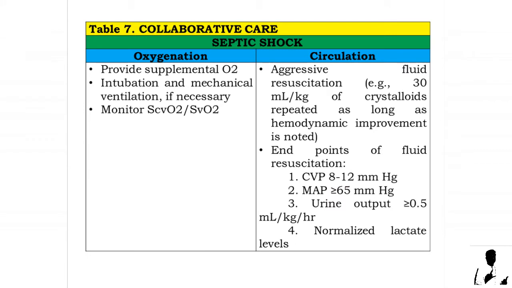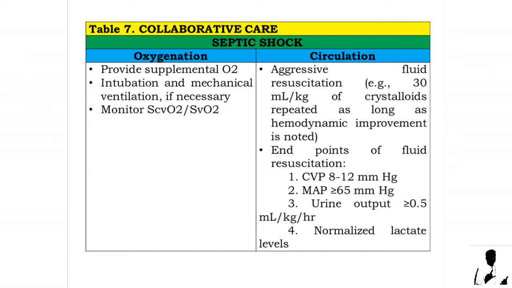Septic shock. Under oxygenation: provide supplemental oxygen, intubation and mechanical ventilation, if necessary, and monitor central venous oxygen saturation. Under circulation: aggressive fluid resuscitation, for instance, 30 ml per kilogram of crystalloids repeated, as long as hemodynamic improvement is noted, with endpoints of fluid resuscitation.